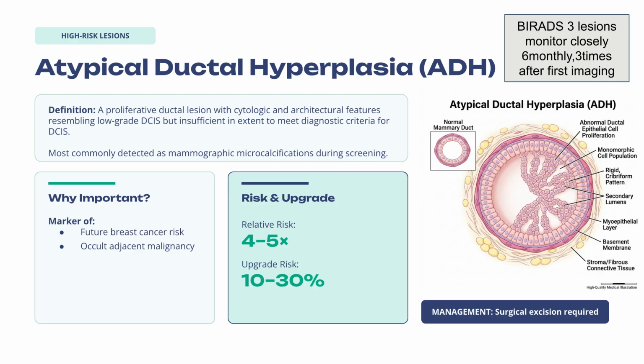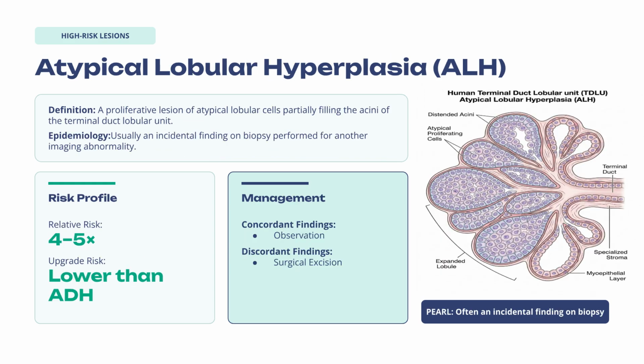Management of radial scars depends on the presence of atypia. If the lesion lacks atypia and there is good radiological pathological concordance, observation may be sufficient. However, if atypia is identified, surgical excision is typically recommended. Papillary neoplasms include a spectrum ranging from benign intraductal papillomas to papillary carcinoma. Patients often present with single duct bloody discharge, which is pathological until proven otherwise.